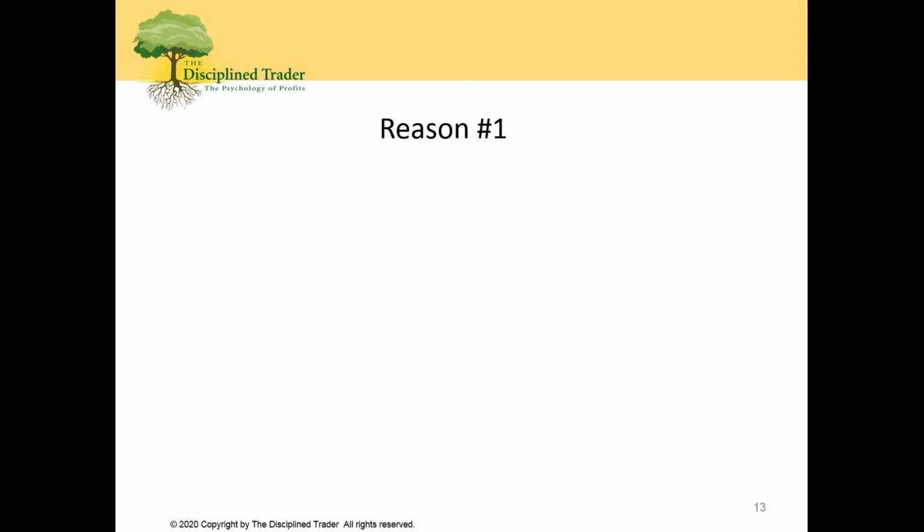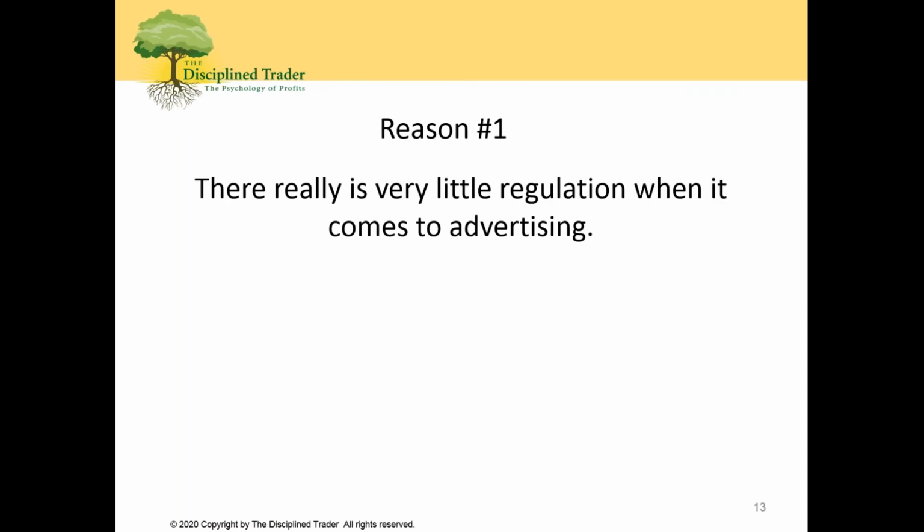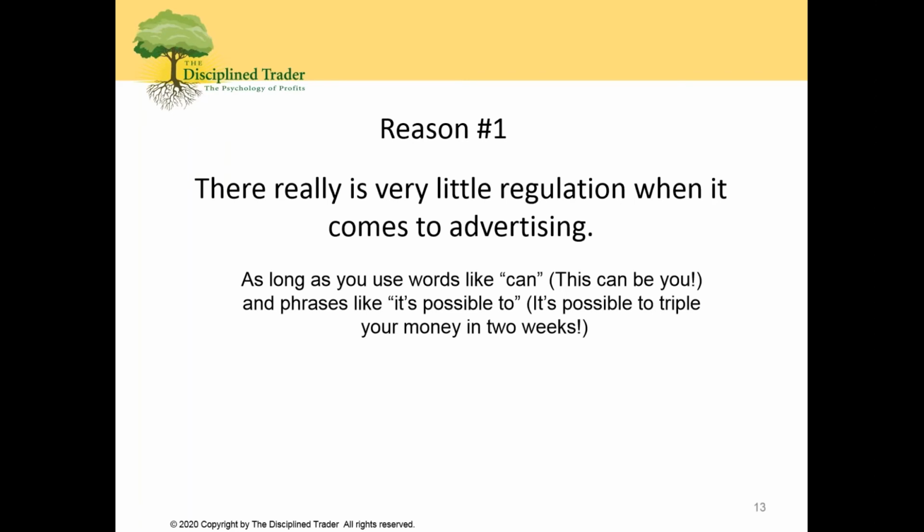Reason number one, why we all keep banging at the door even though we keep blowing out accounts, is that there's really very little regulation when it comes to advertising. As long as you use words like can, this can be you, and phrases like it's possible to triple your money in 2 weeks. I mean, you hear it all the time. Now, that would not be the case with the responsible traders that are on this call, but they're out there. And somehow, even when you go to a more responsible trader, you still remember all those dream things that can change your life in a day.